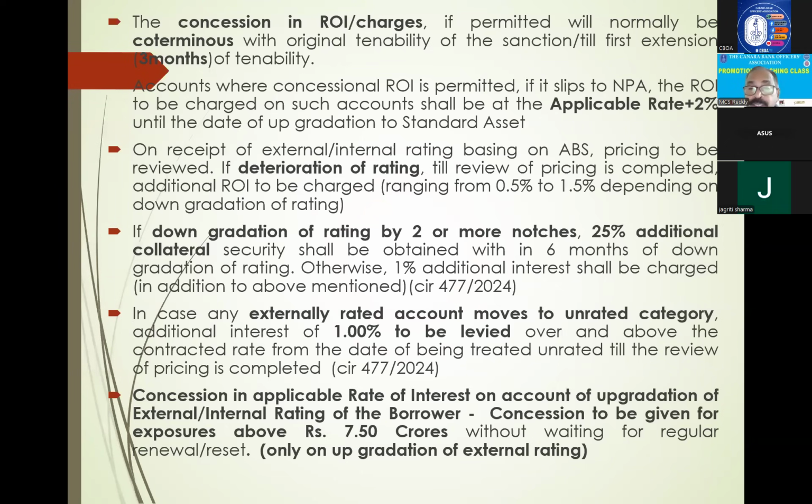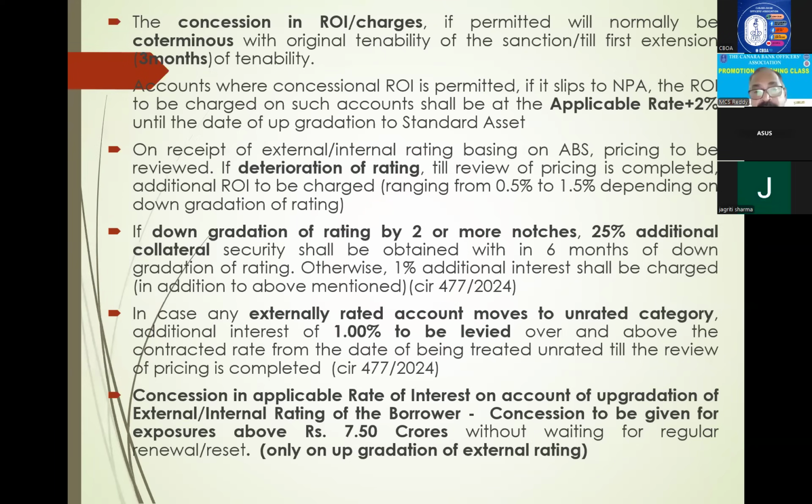If downgradation of rating is 2 or more notches, like LR1 to LR3, 2 notches, or LR3 to normal and moderate risk, 2 notches, like that. If there is a fall of 2 or more notches, then 25% additional collateral security is to be obtained within 6 months of downgradation of rating. Otherwise, 1% additional interest shall be charged in addition to the above 0.5% to 1.5% I told you earlier. Apart from that, here another 1% you have to charge for downgradation of 2 or more notches.